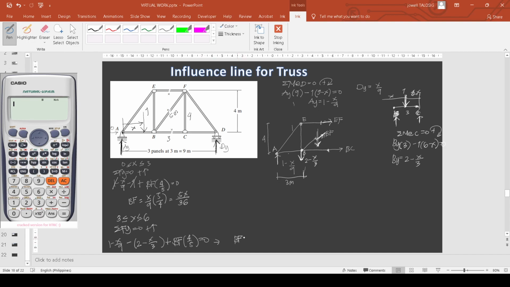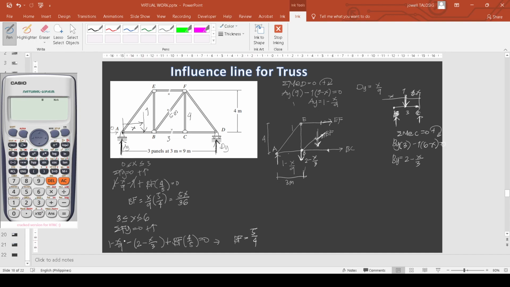So, BF here is equal to, okay? So, ito magiging ano na siya, 1 minus 2 is negative 1. Nilipat sa kabila, magiging positive 1. So, positive 1 times 5, divided by 4. So, magiging 5 over 4. Okay, magiging 5 over 4 siya. Let me correct this one. The writing for this one. Make it clear. So, 5 over 4, positive siya.